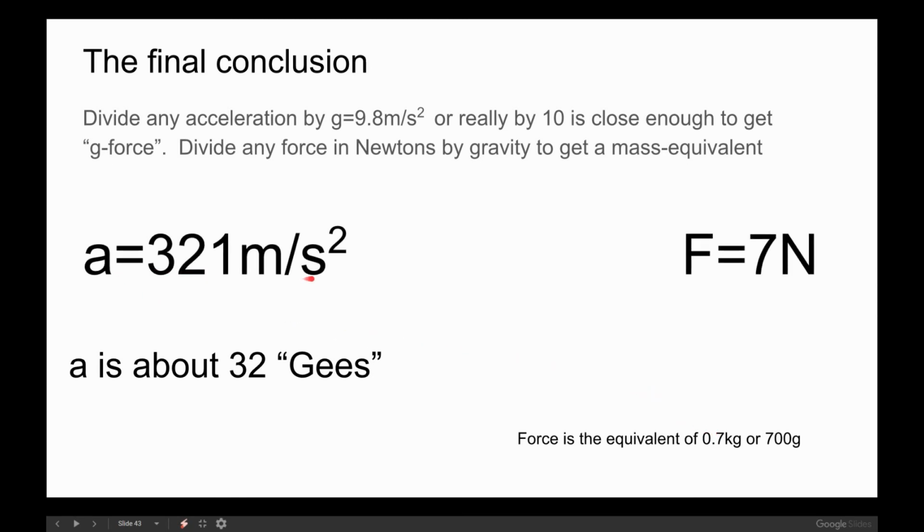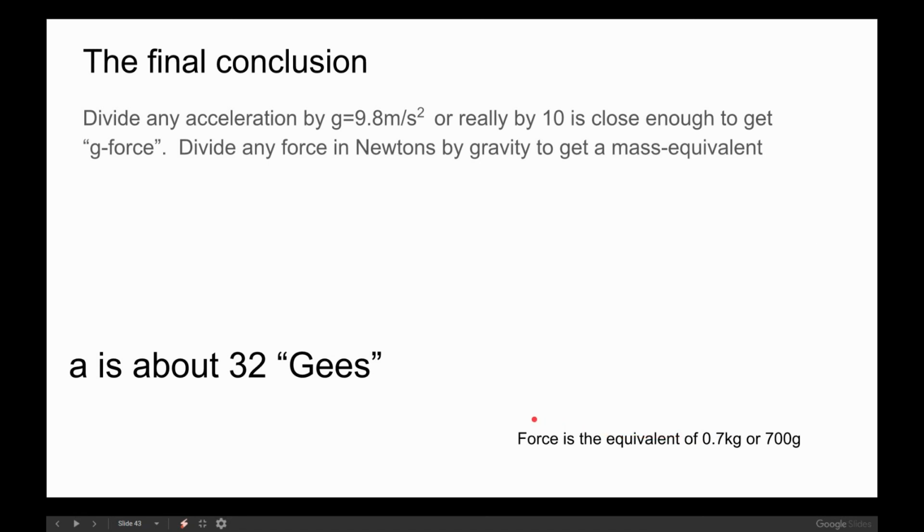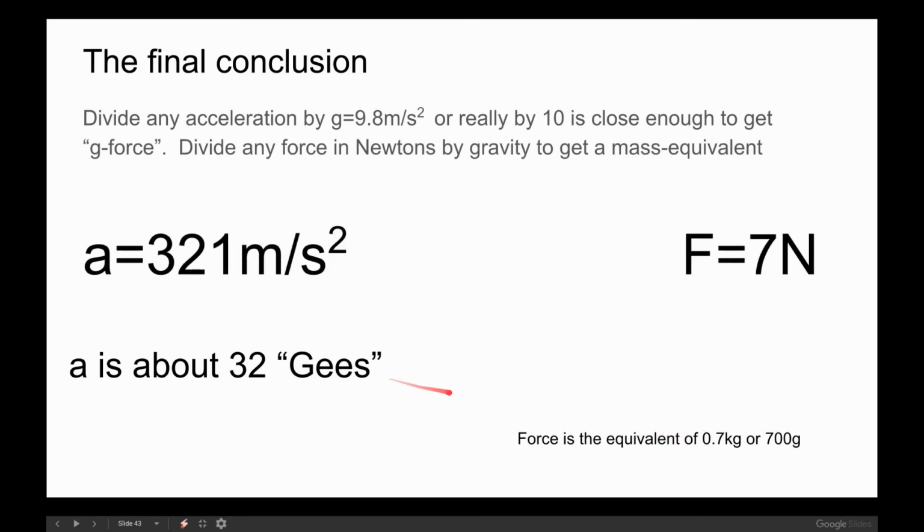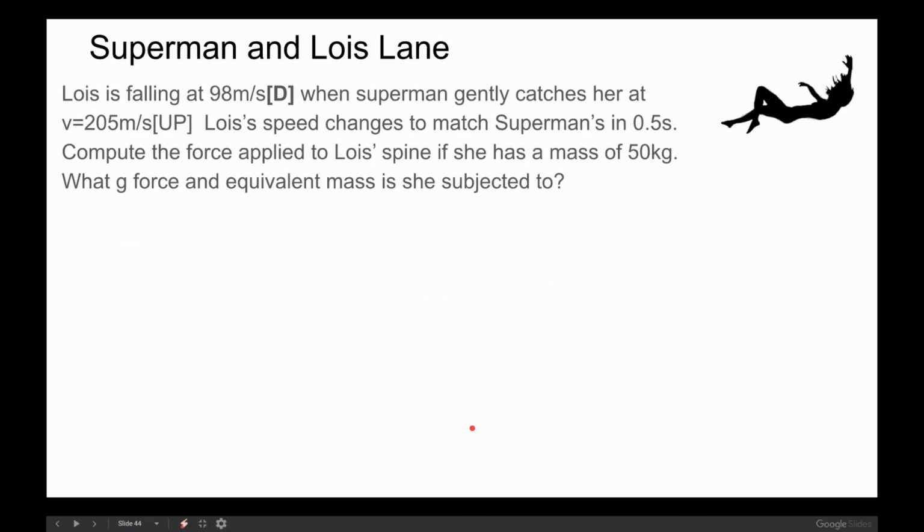So 321 meters per second squared is the same as about 32 g's. And a force of 7 newtons is the mass equivalent of 700 grams. Those aren't animating. Must fix. No, don't. Just move on. Okay. Got past that one.